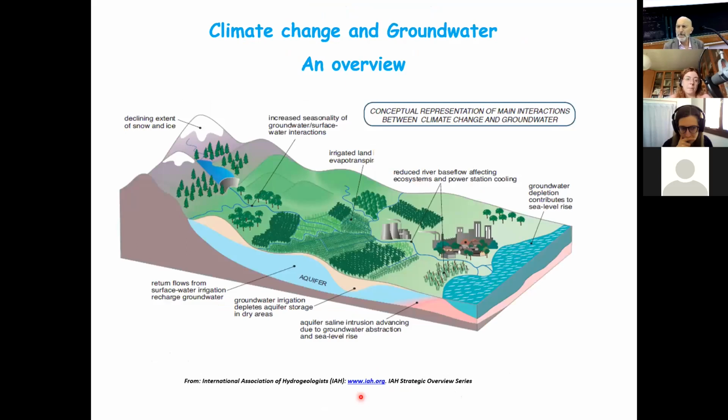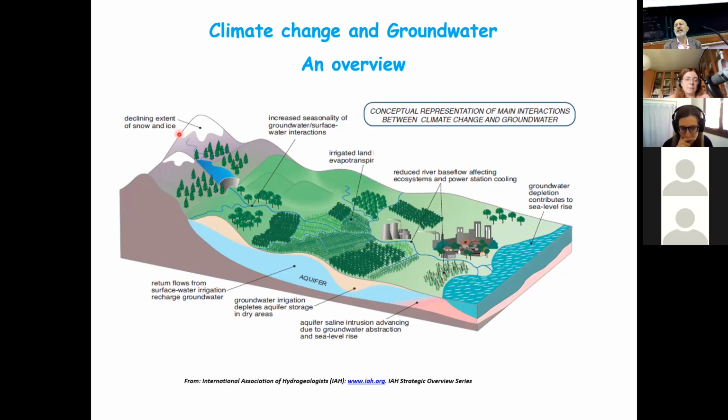In this drawing, you see the summary of the main impacts of climate change on groundwater. We have impacts of different types, and all these impacts are in some way related to global warming and modification of the distribution of precipitation. So increase of intense meteoric events.